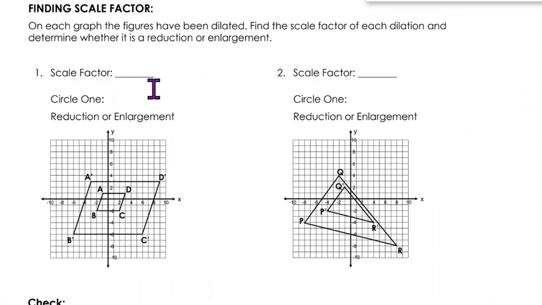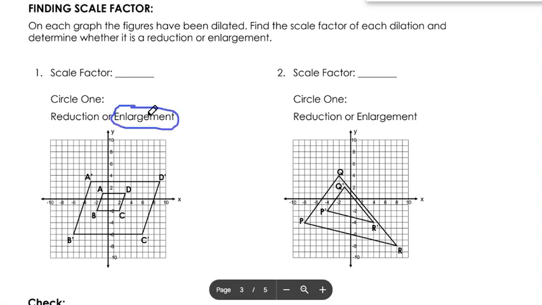So if we're trying to figure out what the scale factor is, first we've got to figure out if it's getting bigger or smaller, right? So this one, I see A, B, C, D, and I see A prime, B prime, C prime, D prime. Remember, the prime is your new image. The one without the tick mark is your old image. So my old image is smaller than my new image, so that means it's gotten bigger. It's getting enlarged. Now I'm trying to figure out how much it's getting bigger by.